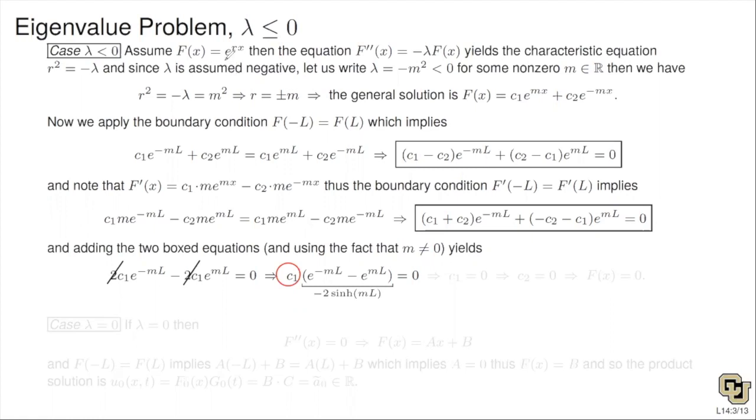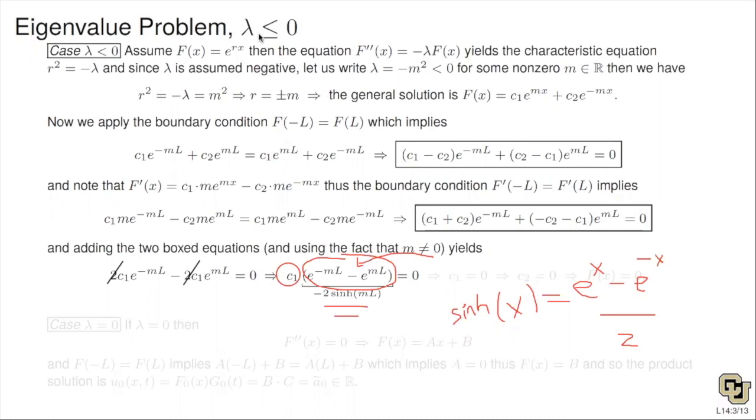Here, this is an easy way to think about it: e to the minus ml minus e to the ml is actually the same as negative 2 sinh ml. Remember that sinh of x is e to the x minus e to the minus x over 2. And so here, if you look at this term, that's the opposite. That's negative e to the x plus e to the minus x. It's the negative of sinh, and it's missing the divided by 2.